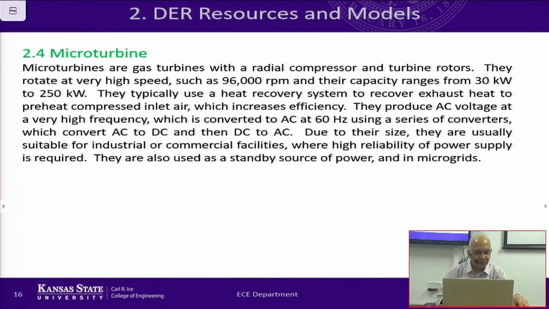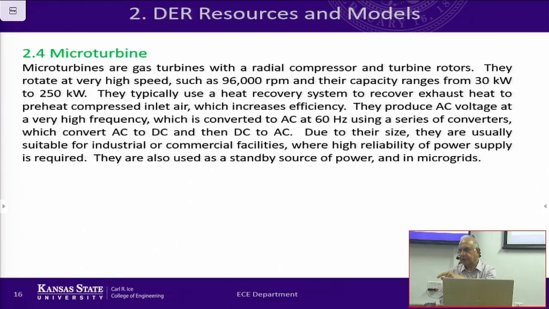So, and then the next one is a micro turbine. These are small turbines which are more like a compressor and a rotator. They run at very high speed, 96,000 RPM, and their capacity ranges from 30 to 250 kilowatts. And they are quite efficient, but at one time, I remember everybody was saying that most people will own their own micro turbine, but it has not happened. So I think they are only used in very exclusive situations.